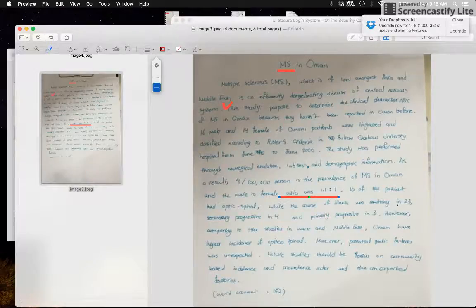Okay, so I don't think this is important here, the 23 here, and the progressive in 4, and the primary progressive in 3. Yeah, these are not statistics that are mentioned in the conclusion, and it's not really that important. However, comparing to other studies, Oman have the highest incidence of, okay, good, but they have the lowest incidence of MS, right? So you need to mention that, and you also need to mention the numbers here, yeah? Moreover, potential genetic factors. Okay, future studies.